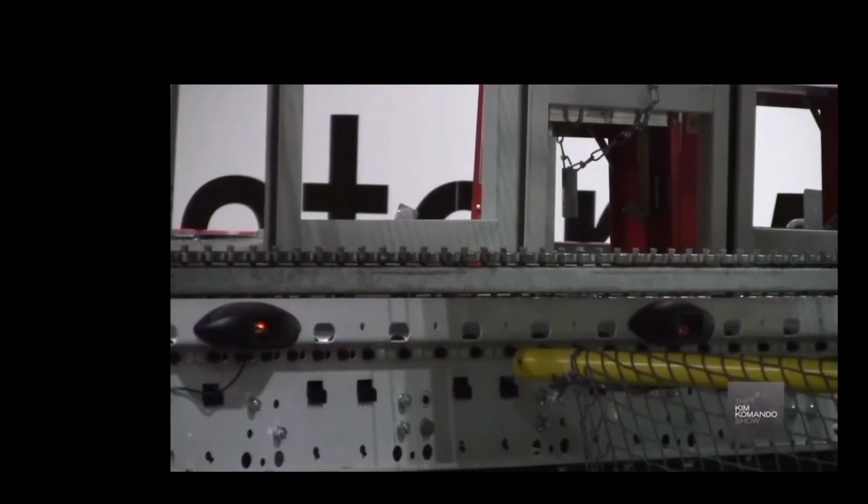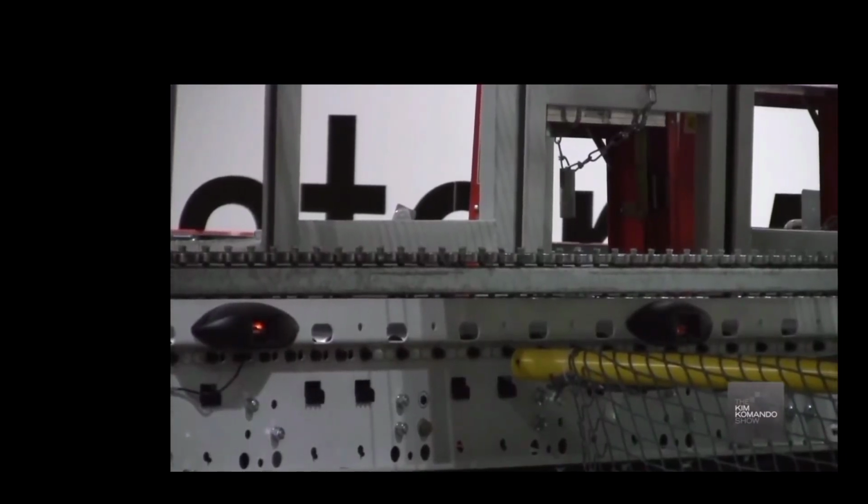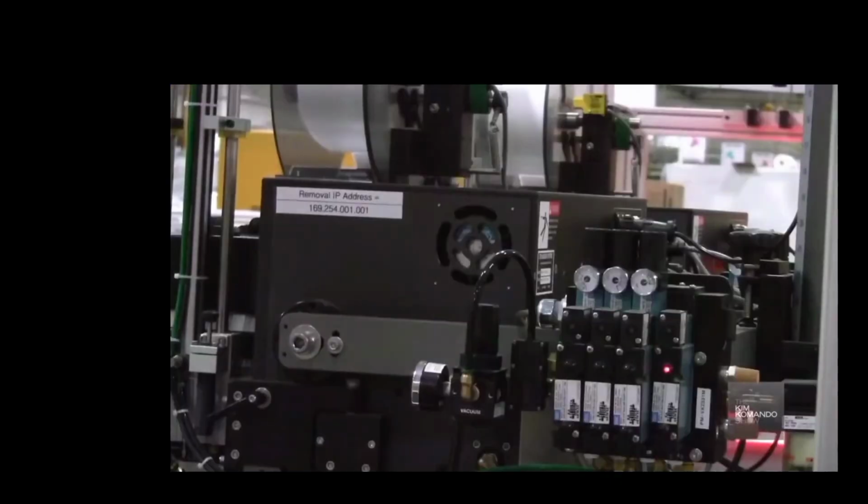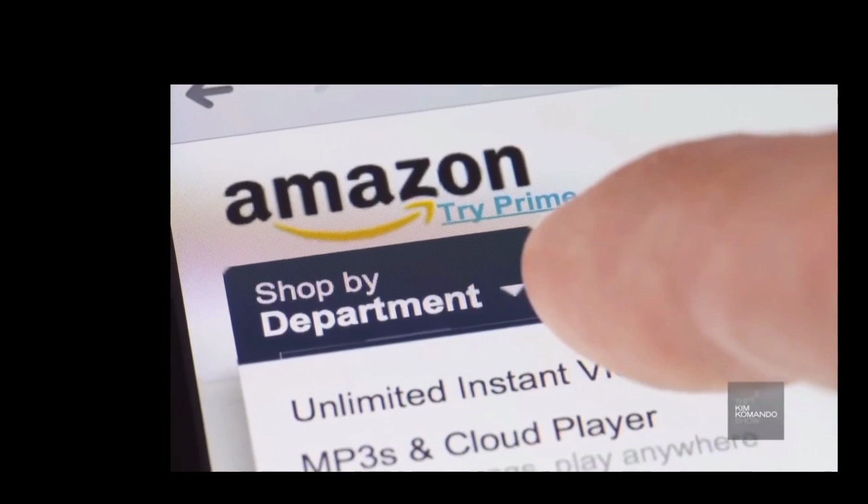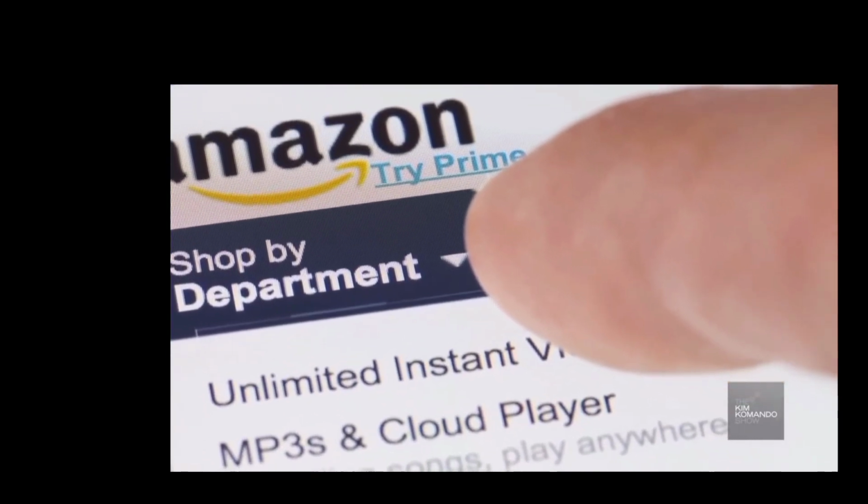is not weighing as much as it should within the computer system, it will kick that item to the side and an associate will pick it up and address it and make sure that the right item is sent out the door. Now it's finally time for the packages to head out the door and ship to your door.